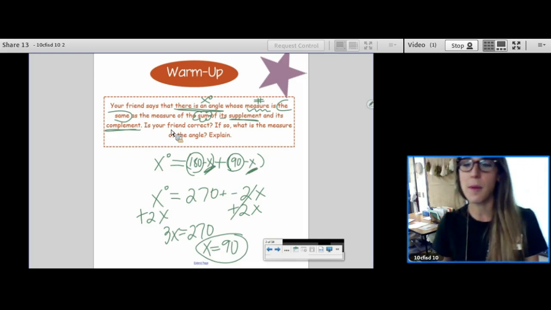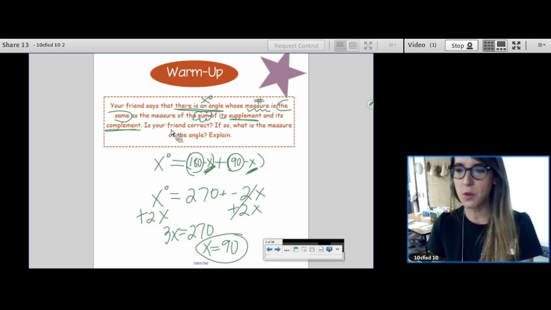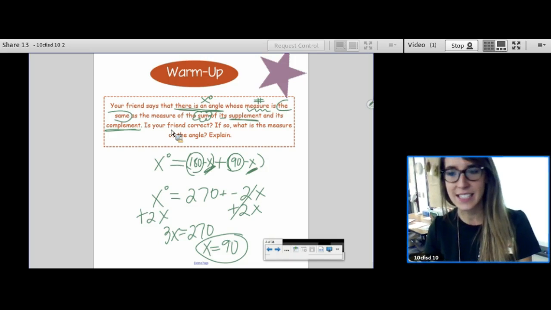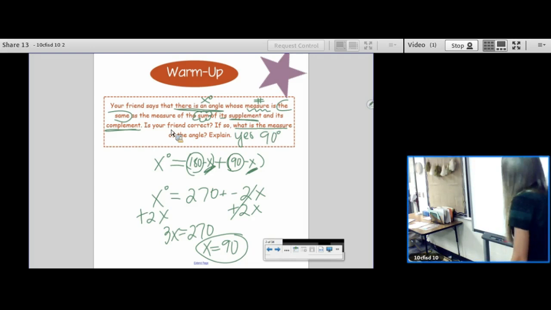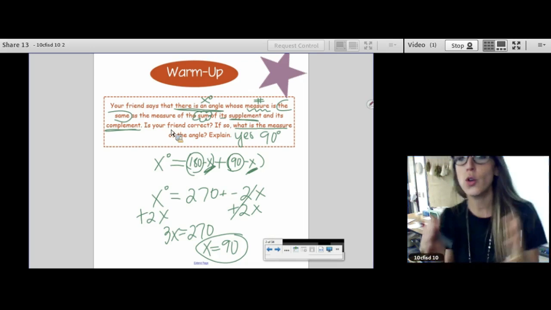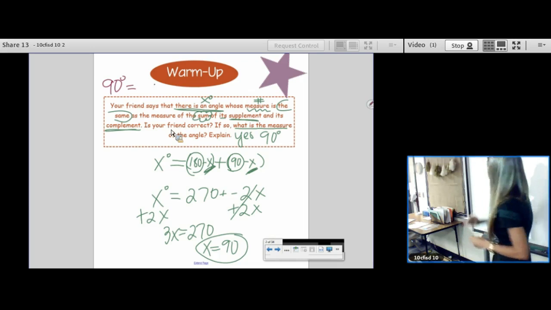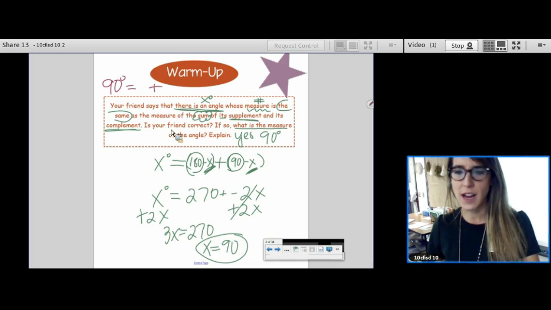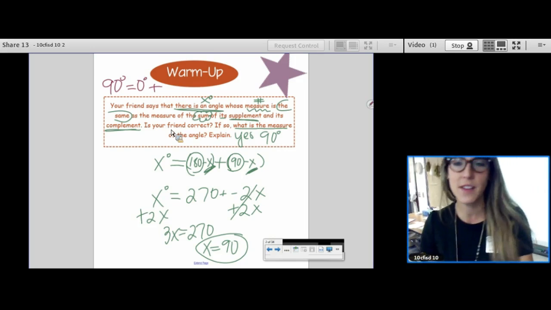You can achieve so much just by turning words into a math problem. So cool. Does the angle exist? Yes, it does. And what is the measure? Let's check our answer. Your friend says there's this mystery angle whose measure is equal to the sum of, what's the complement of 90, by the way? Zero. What's the supplement of 90?